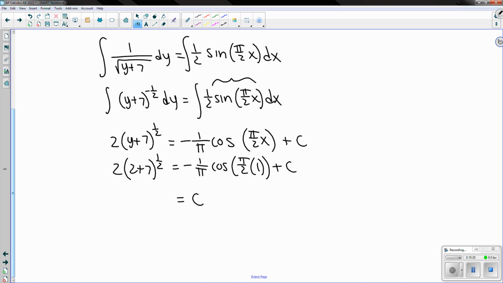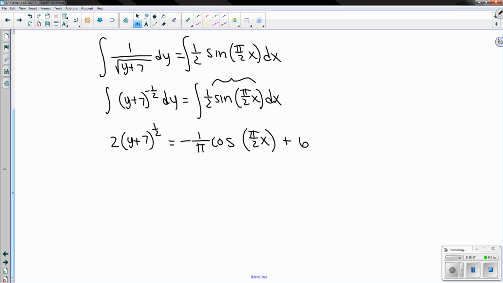So 2 plus 7 is 9. Remember, 1/2 is equivalent to taking a square root, so we're going to get 3 times 2, and we find out c is 6. So now that we know c is 6, we're going to go back to this part. We're going to input 6 for c. And our last objective of this is to actually solve this equation for y, but you don't have to get too crazy with all the simplifications.